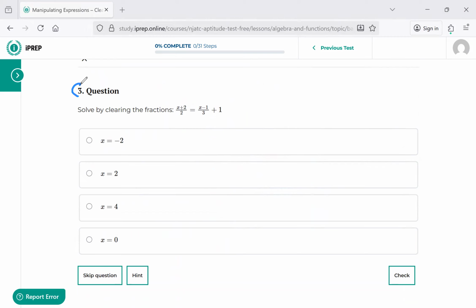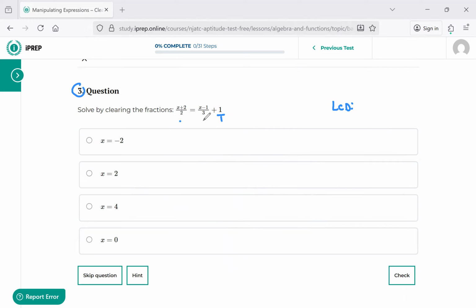Okay, number 3, solve by clearing the fraction. We have x over 2, x plus 2 over 3 equals x minus 1 over 3 plus 1. So first we've got to find the LCD. If you look at the bottom, we have a 2, we have a 3, and then this 1 has an invisible 1.